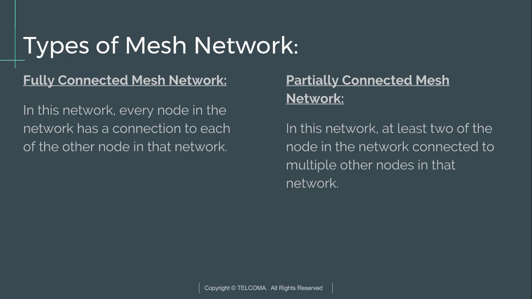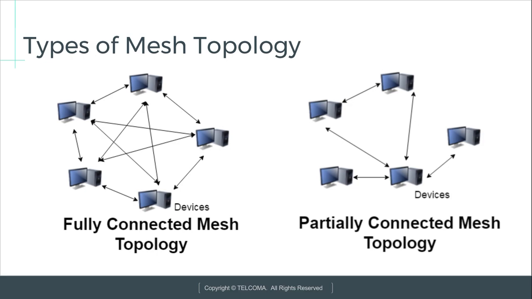Then the types of mesh topology: fully connected mesh topology and partially connected mesh topology. In fully connected mesh topology, every node in the network has a connection to each other node in that network. And in partially connected, at least two of the nodes in the network are connected to multiple other nodes in that network. As shown in the diagram, the devices are connected to each other through a dedicated link, whereas in partial, only two or more devices are connected to each other.